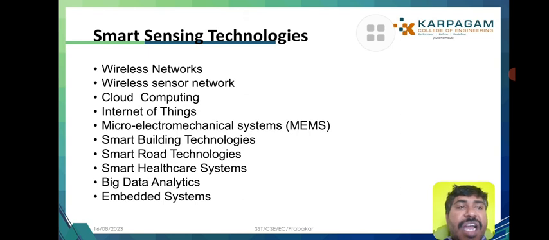Before that, we discussed the components required for sensing in smart technology. Now we have entered the topic of smart sensing technology. These include wireless sensor network, cloud computing, internet of things, micro electromechanical system, smart building technologies, smart road technologies, smart healthcare systems, big data analytics, and embedded system. Among the smart sensing technologies, but not limited to these, we are focusing on only a few. Based on that, we can clearly know the importance of smart sensing technology as of today.